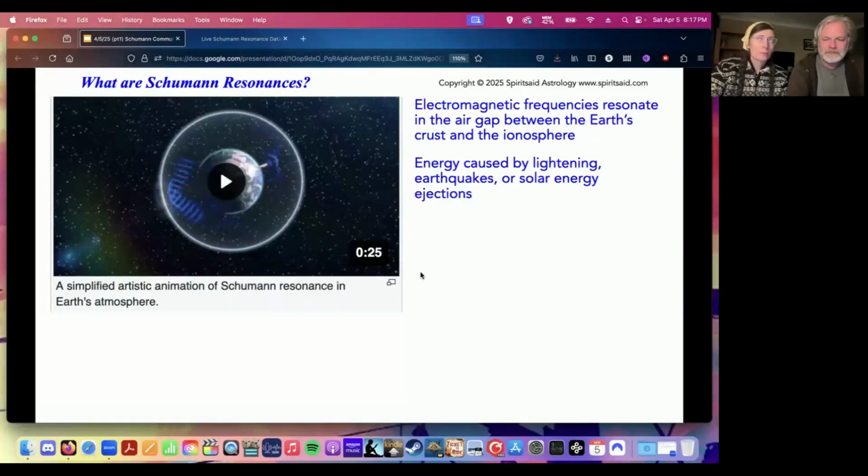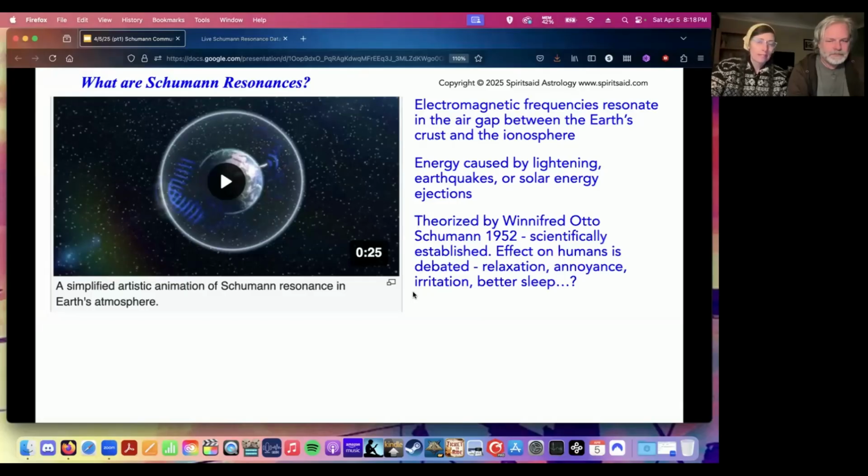The electromagnetic energy is caused by all kinds of things. It could be lightning, it could be earthquakes, it could be solar energy ejections that make it into the Earth's environment. It's like a musical instrument, where the sound might be caused by air going through the instrument, but in this case it's caused by the energy of lightning and earthquakes and other things going on in the Earth's atmosphere. They were theorized by Winfried Otto Schumann, hence Schumann resonances, in 1952. Since then they've been scientifically established. There's actually a Russian space station that measures them.